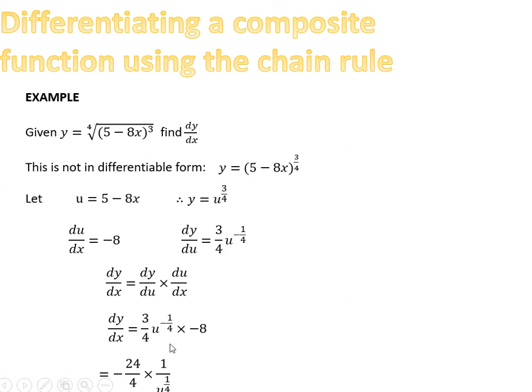And the u to the minus 1/4 becomes 1 over u to the power of 1/4, which simplifies. Minus 24 over 4 is just 6. So it's minus 6 times by this. u to the power of 1/4 is the fourth root of u. Seems confusing. The benefit of having this as a video, as a PowerPoint, is that you can go through it at your own pace. Okay, but the problem with this at this stage is that we've still got our u. We want to take our u out and replace it with 5 minus 8x to get our final answer. Okay.